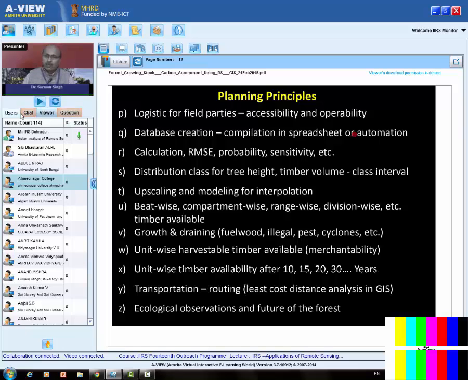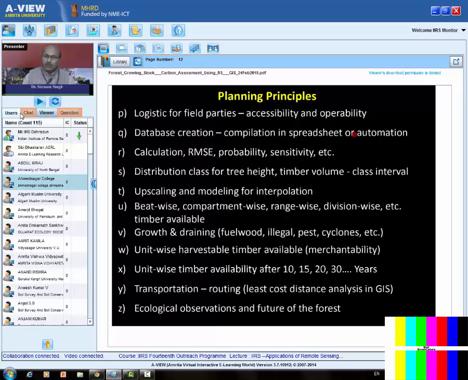Similarly, we should have the distribution class for tree height, timber volume, and class interval. So what class interval are we going to follow? Normally we say less than 30, 30 to 60, 60 to 90. Any classification class interval scheme can be followed, but it needs to be defined. It is better to follow the old scheme so that we can compare the earlier observations with the present observations.